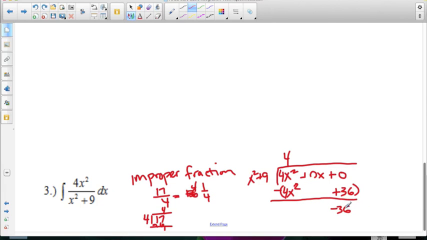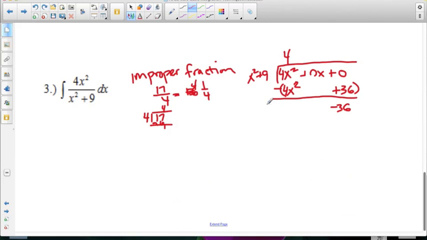We have a number here that has a lower power of x than our denominator has. So we now have a remainder that's smaller than the divisor. This negative 36 is of lower degree than x squared. So we have an expression that looks like 4 plus negative 36 over x squared plus 9. And that becomes our mixed fraction, so to speak, like our 4 1/4.